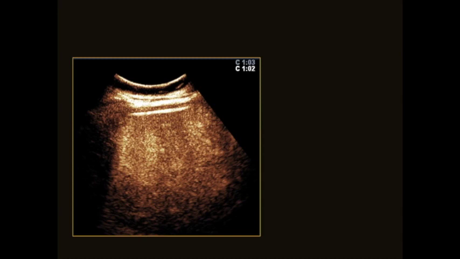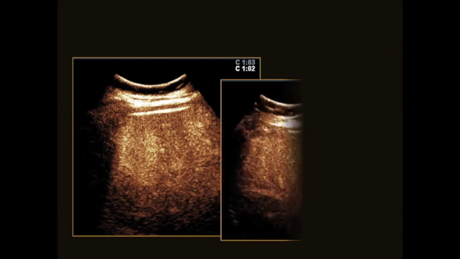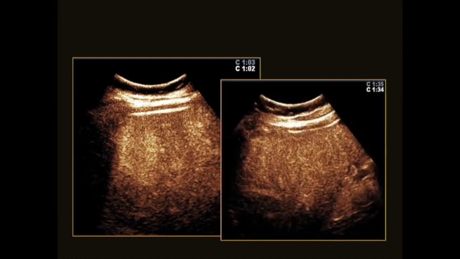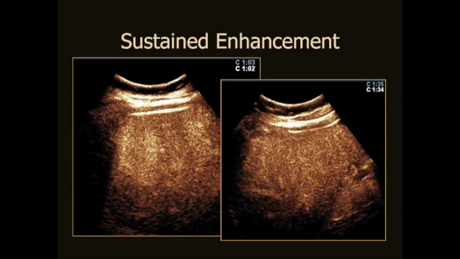This is the time difference between rapid and late washout. So at 1 minute, the lesion is invisible, so it's isovascular. And at 1.5 minutes, it's still invisible. We don't see it, so it's isovascular. So do we make the interpretation that the patient has sustained enhancement? Well, yes, they have sustained enhancement for 90 seconds.